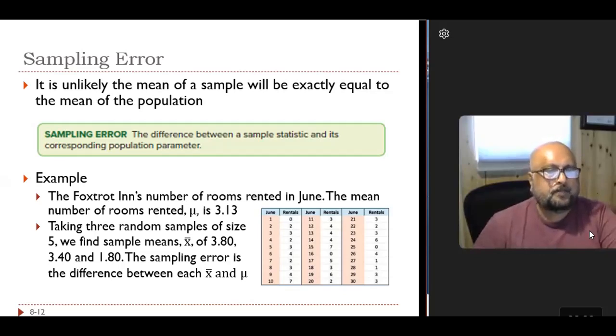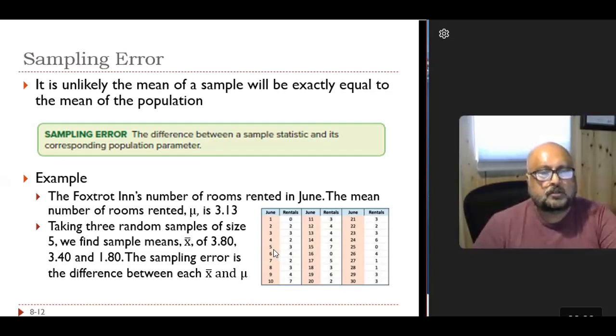For example, this is an example of some hotel or inn, the rooms rented in June. The mean of the rooms rented is 3.13, and then they took 3 random samples of size 5, and they found that the means for those 3 samples were 3.80, 3.40, and 1.80. So sampling error is the difference between this population mean and each one of these.